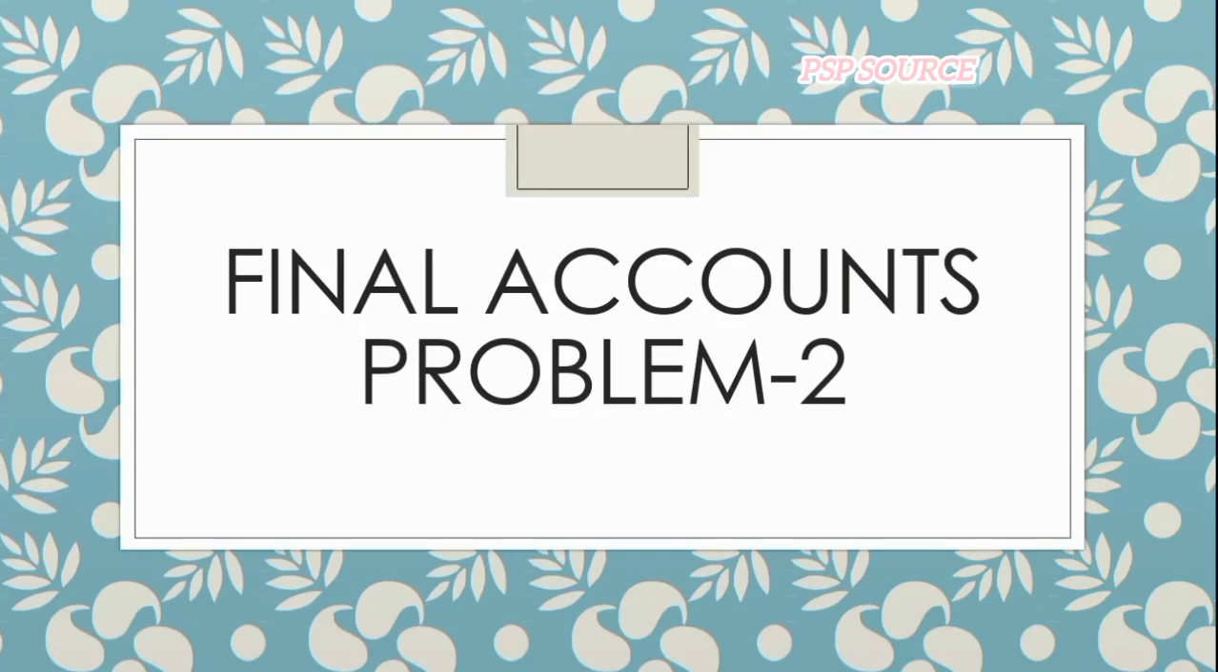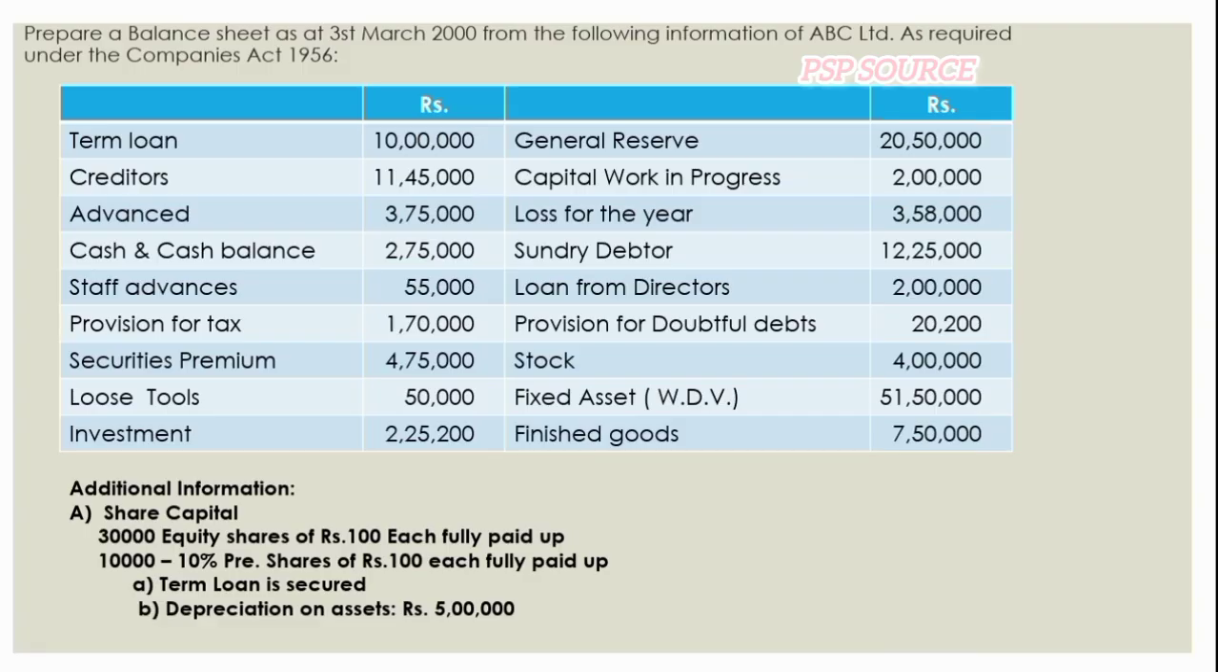In our previous videos, we were seeing simple final accounts problems. Now we are going to work out final accounts with simple adjustments. The problem is: prepare a balance sheet as at 31st March 2000 from the following information of ABC Limited, as required under the Companies Act 1956.